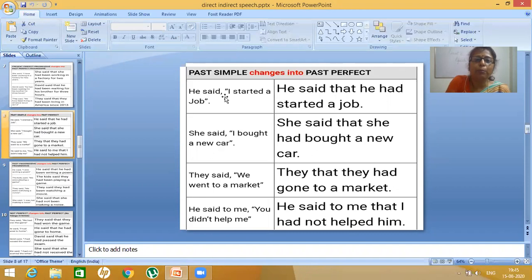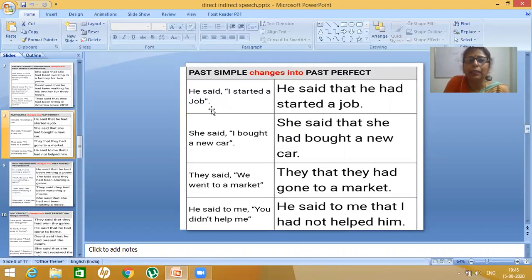Let us take the examples. He said, "I started a job." This is in simple past. It changes to "He said that he had started a job." As I told you, children, the simple past will change to its corresponding past perfect form.